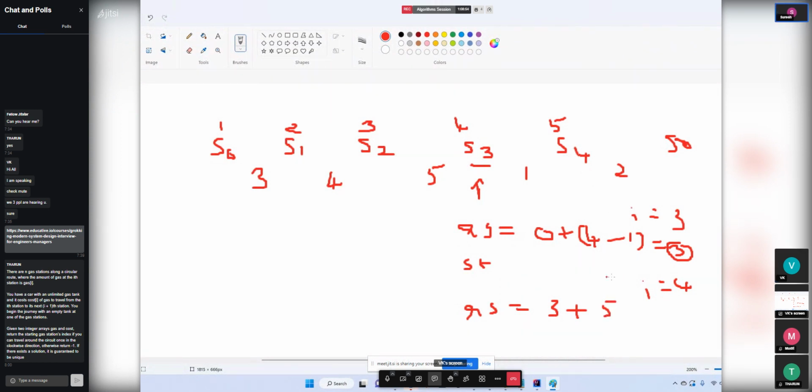Available is 5, minus the cost required from here to here, S4 to S0, which is 2. So 5 minus 2 is 3, plus 3, is 6. Correct, right?